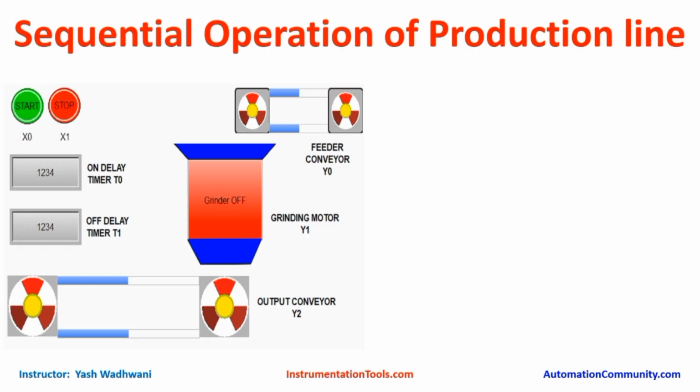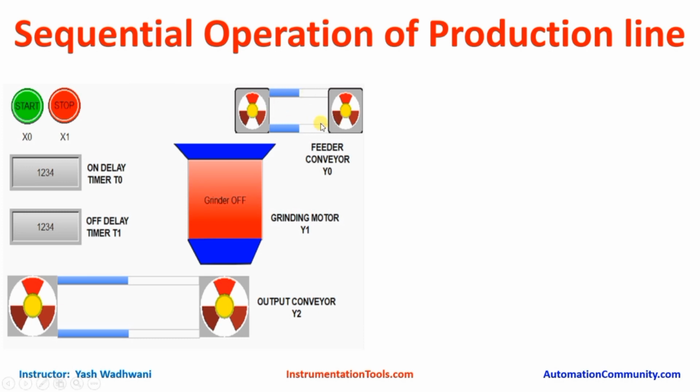We are going to see a very interesting example, which is the sequential operation of a production line. Friends, in the industry there is a production line, and there is a proper sequence to turn on the process and turn off the process. First of all, let me explain what our user process is.